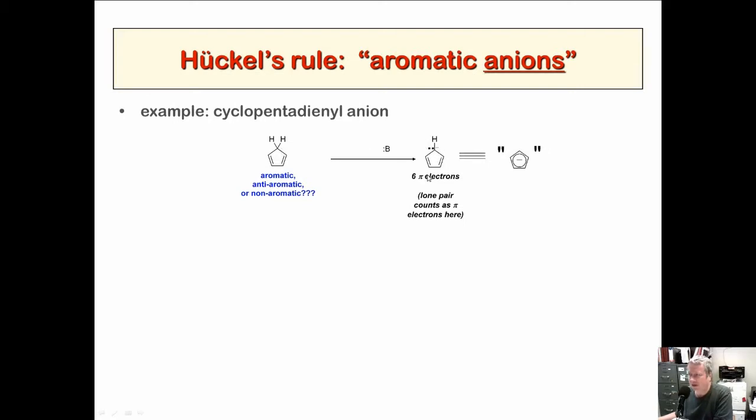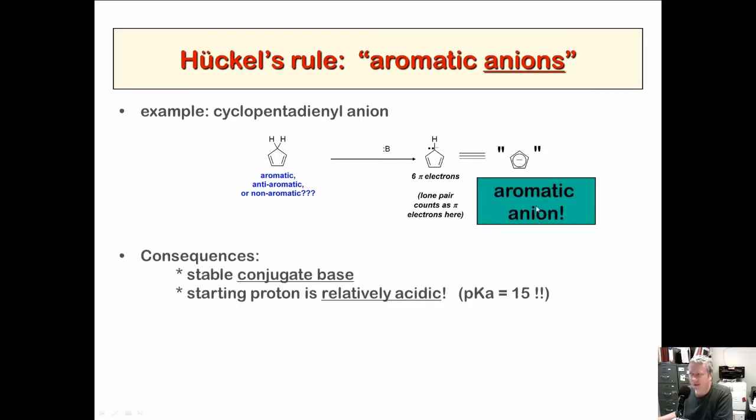And how many pi electrons are there? Well, you got 2 in the lone pair, 2 in this double bond, and 2 in this double bond. So that's what, 6, right? Just like benzene. Benzene has 6. So this is what we call an aromatic anion. So this is aromatic. It's an anion that's aromatic. It's a very stable molecule.